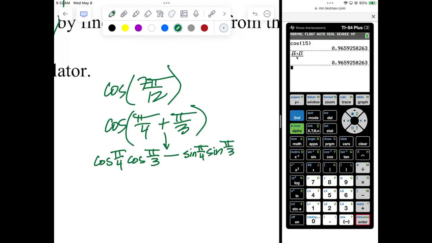Sine's like, what is the big deal? Oh my gosh, cosine. Chill out, buddy.